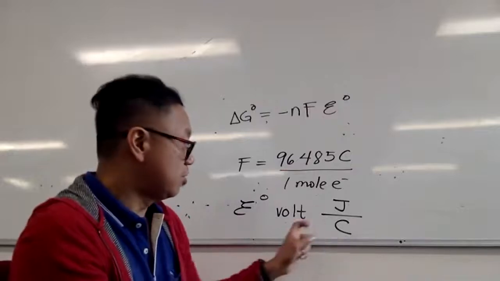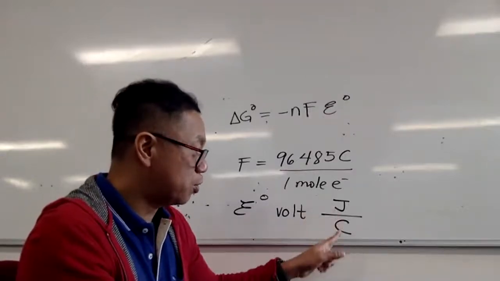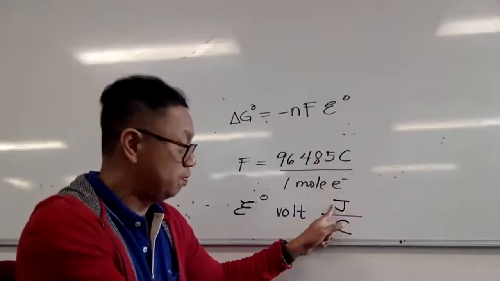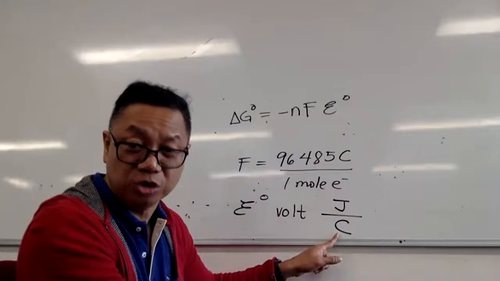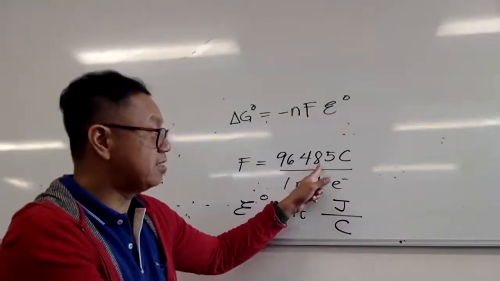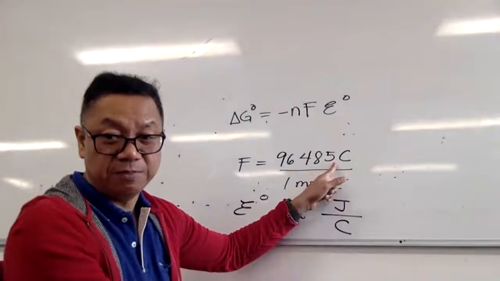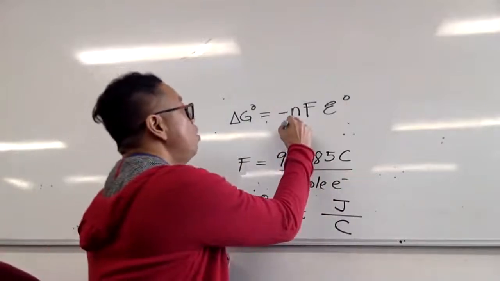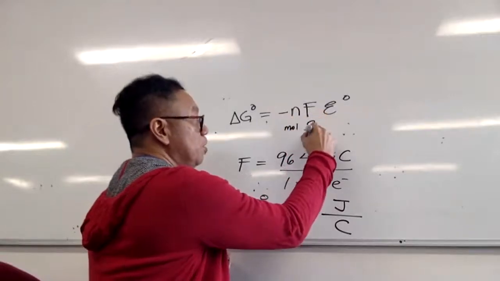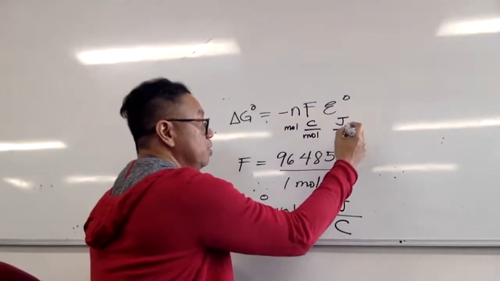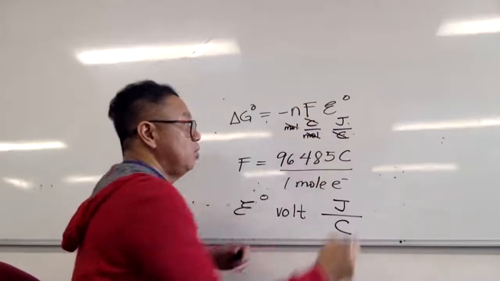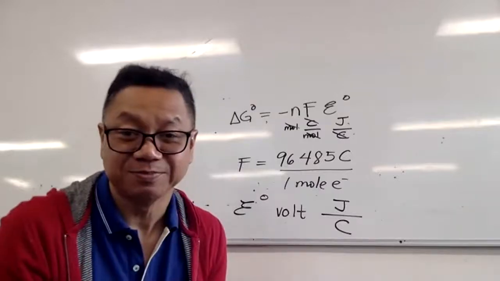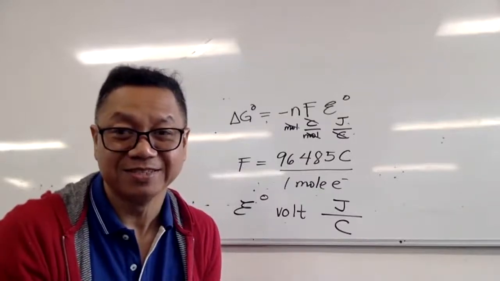Okay? So E naught is joules per coulomb. It is the amount of energy or work that it could do for every coulomb of charge. And Faraday is the amount of charge given by a mole of electrons. So imagine, this is per mole, this is coulomb per mole, and this is joules per coulomb. We cancel the coulomb, we cancel the mole, we end with joules. And that joules is actually your delta G naught. Are we clear about that? Is that clear?